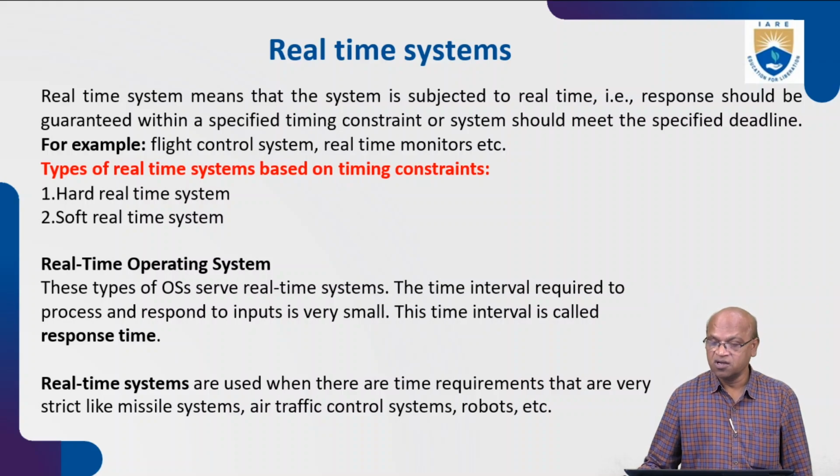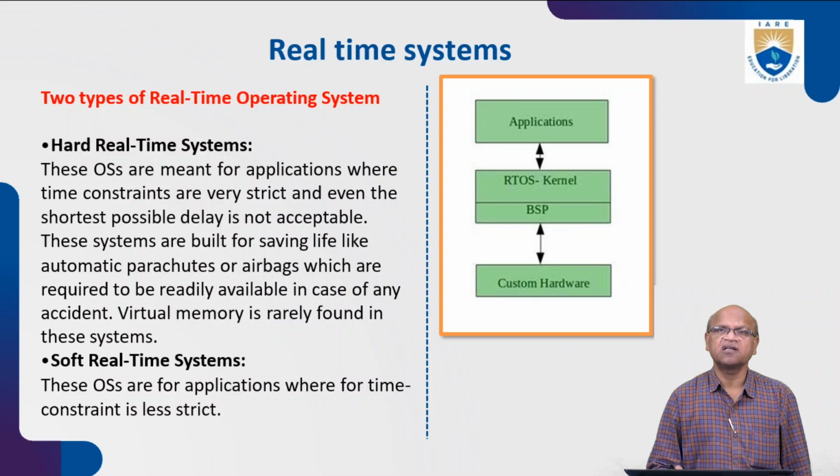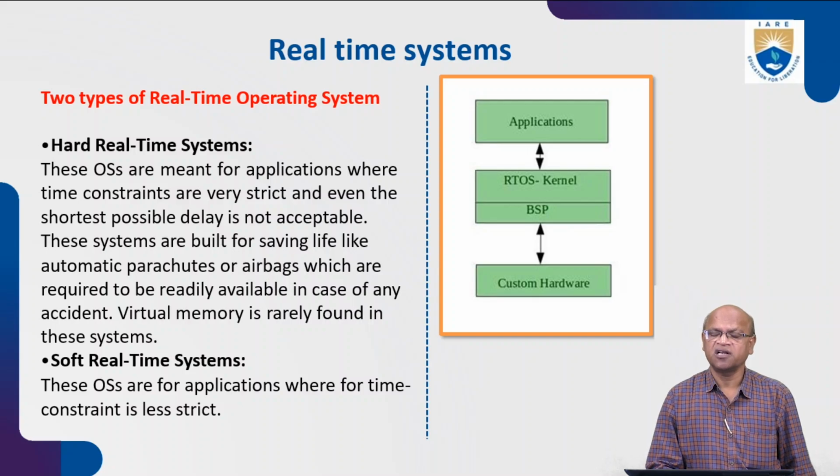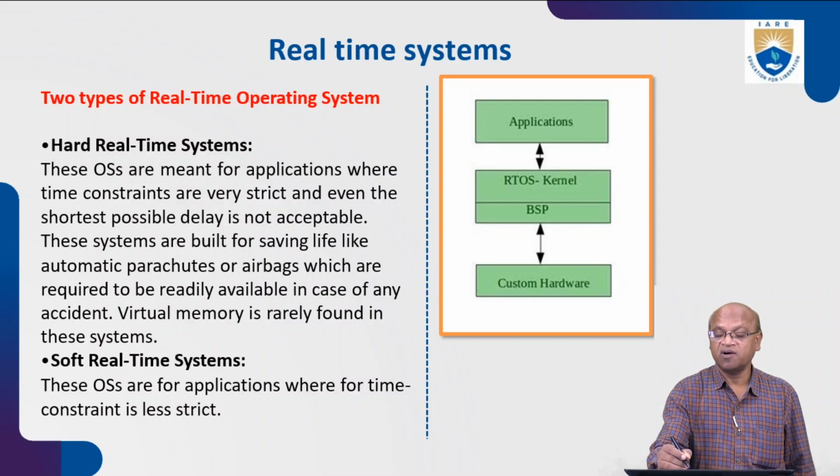So application, RTOS, kernel, BSP. If you look at this diagram of real-time systems, these are the application programs, and this is called the real-time OS, and this is the hardware. If the OS does not respond immediately to the application program in time, then the whole system will crash.